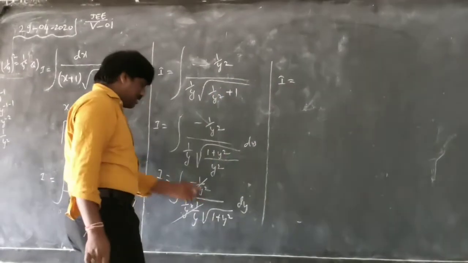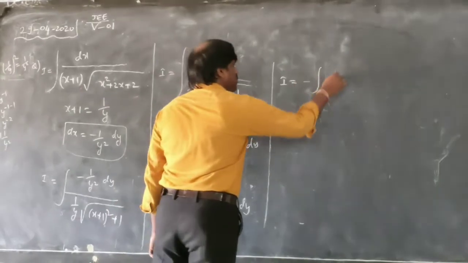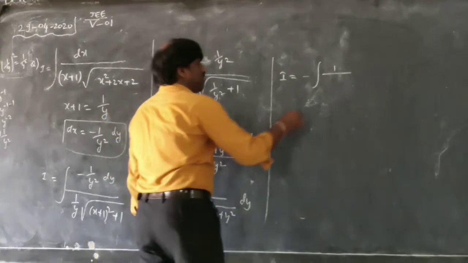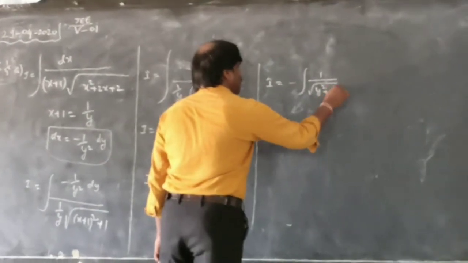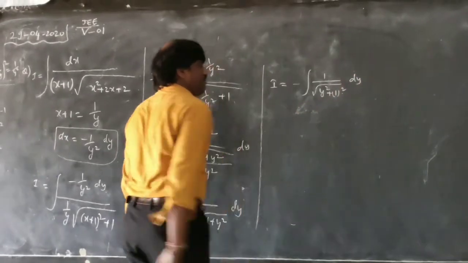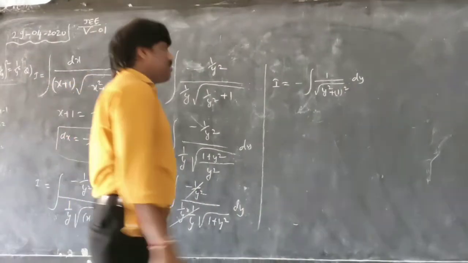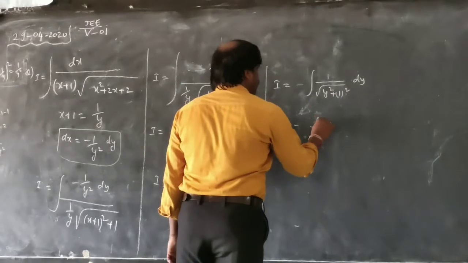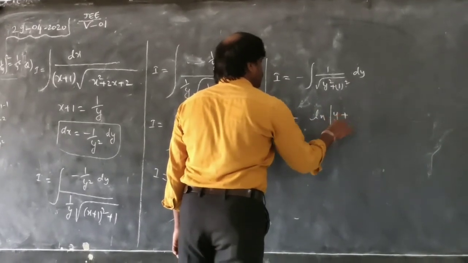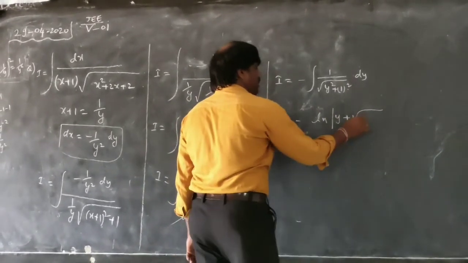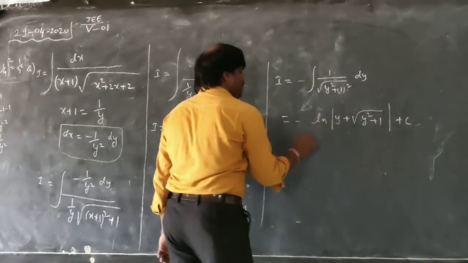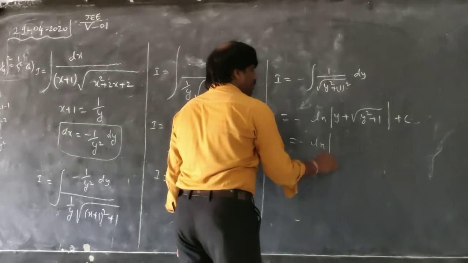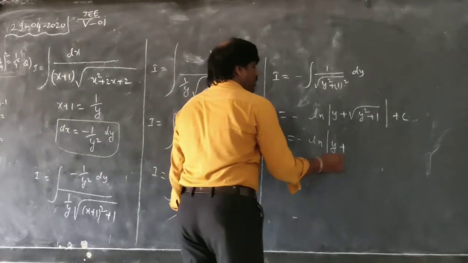So I is equal to minus of integration of 1 upon under root of x square plus a square dy. The formula for under root of x square plus a square is ln mod y plus under root of y square plus 1, plus c. That is nothing but minus ln mod y plus under root of y square plus 1, plus c.